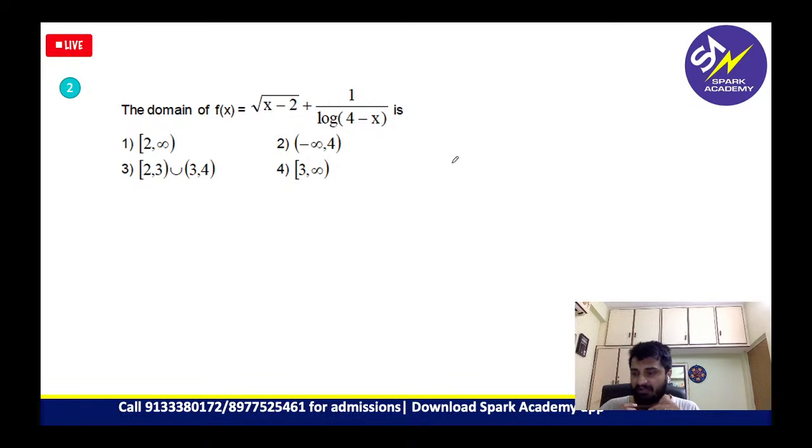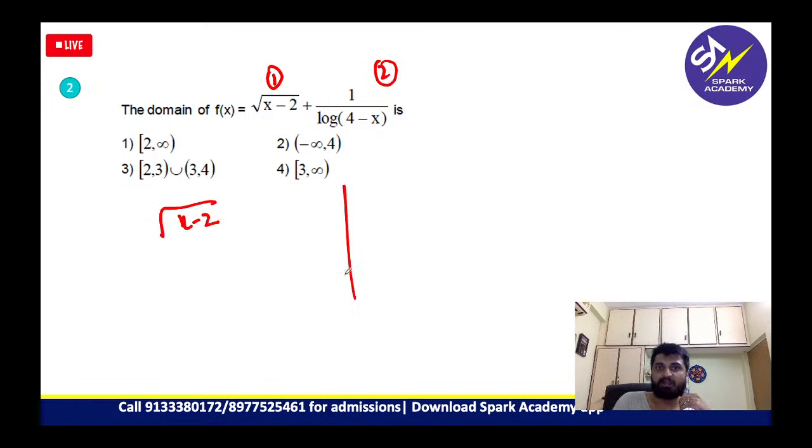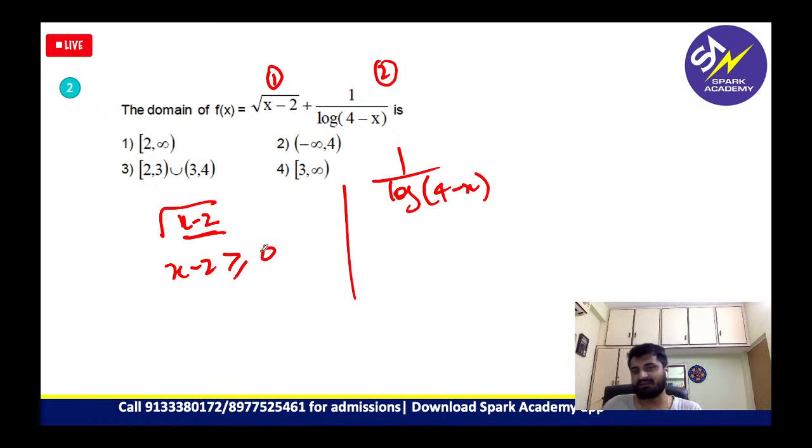Second question, again, observe this. First, you have two terms here, guys. So we have to do for both simultaneously. You have under root of x minus 2. You have 1 by log of 4 minus x. Now tell me, this is very simple. This you know, x minus 2 should be greater than or equal to 0. That means what? X should be greater than or equal to 2. I know this. So first one we have already done.